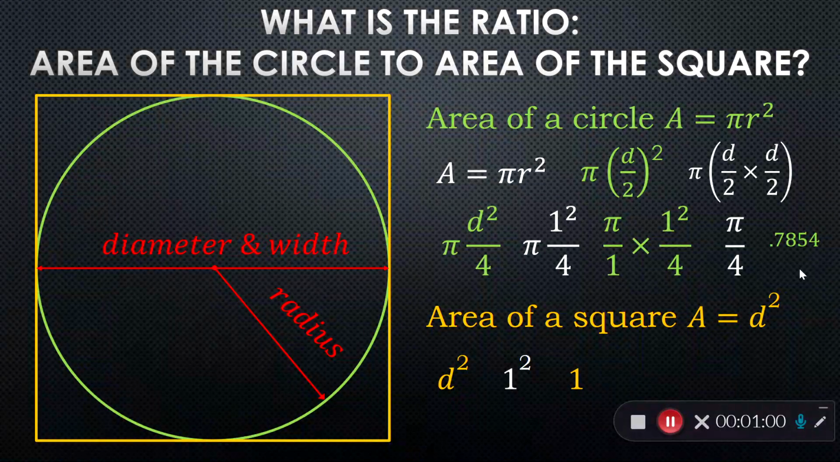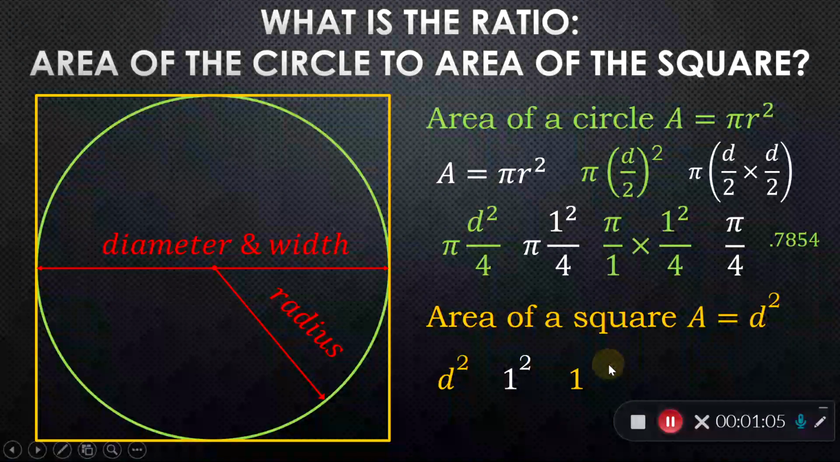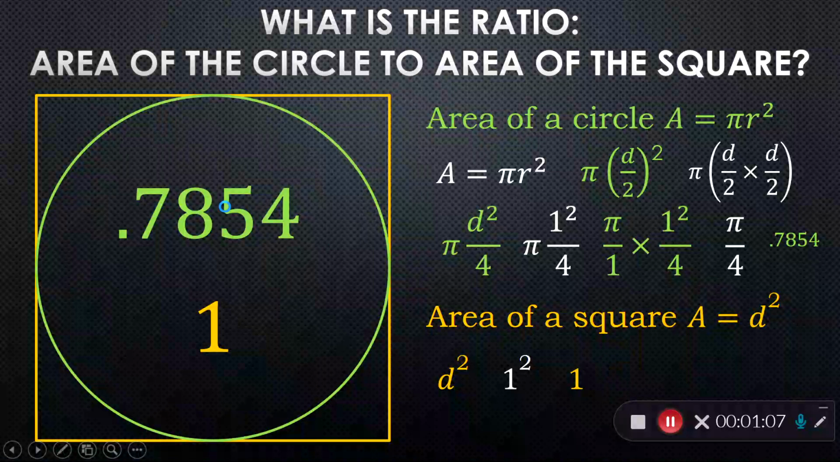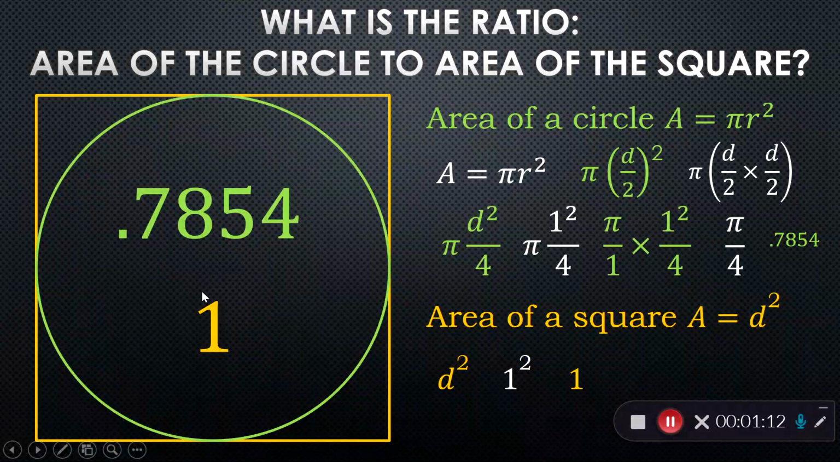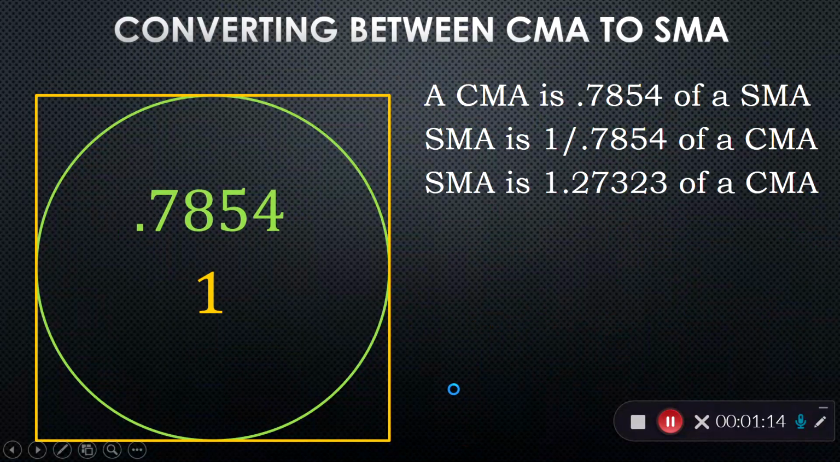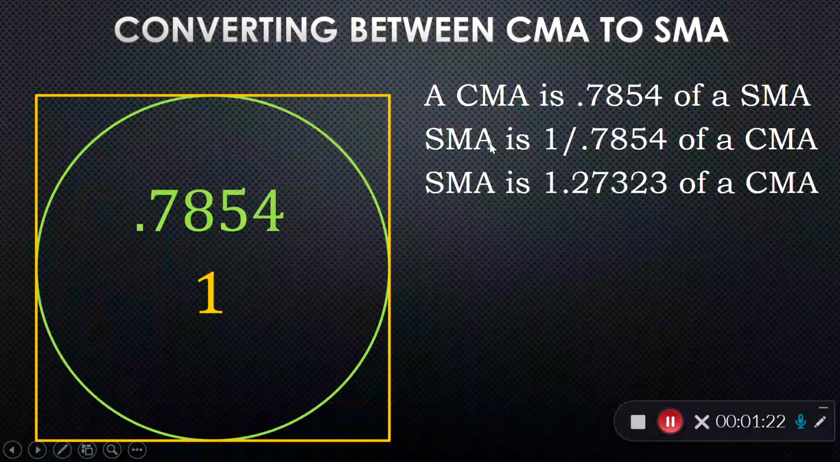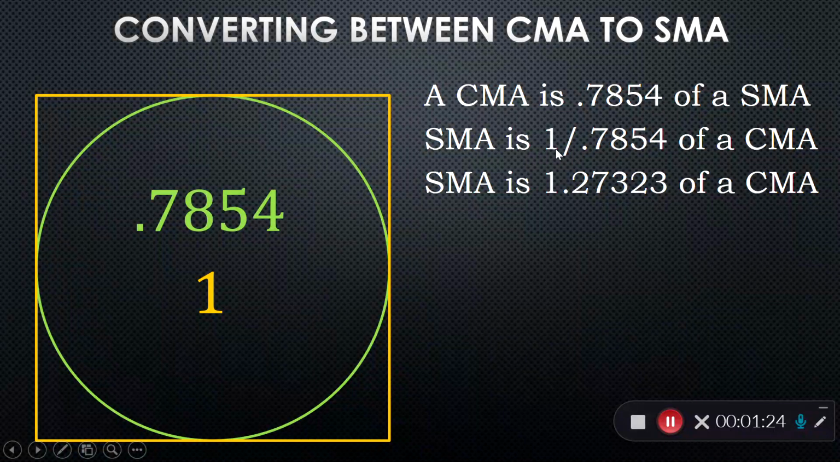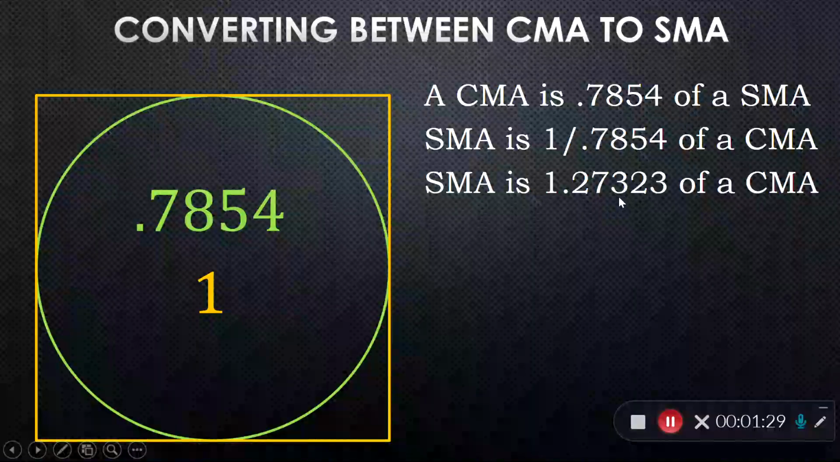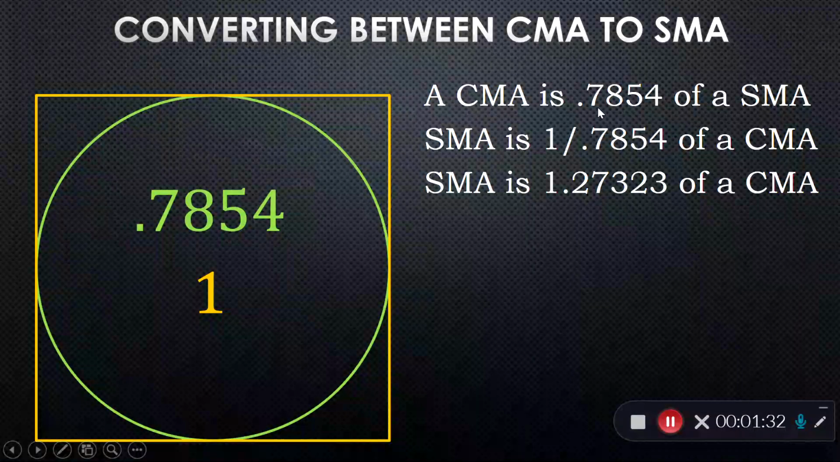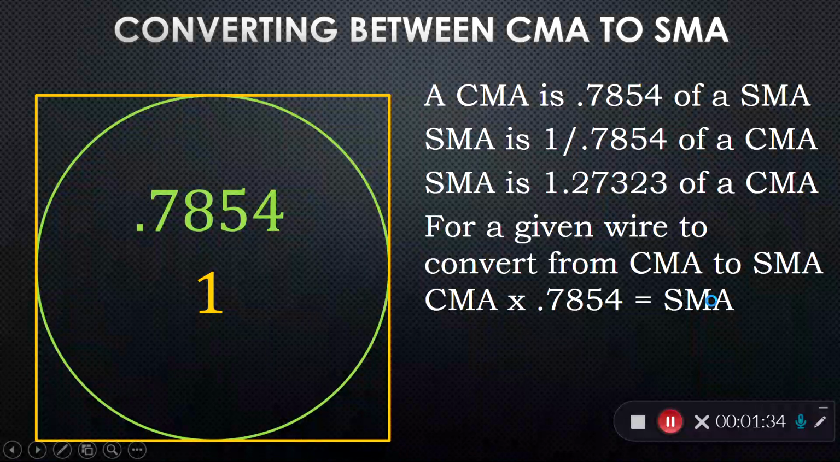So the area of a square is just d squared, length times width, so that's 1. So the area inside of the circle is 0.7854 compared to the area of the square, which is 1. So one CMA is 0.7854 of 1 SMA. And so the SMA is, you can see, 1 divided by 0.7854. We don't usually remember this number, 1.27 CMA. We usually just use the 0.7854 as a multiplier.